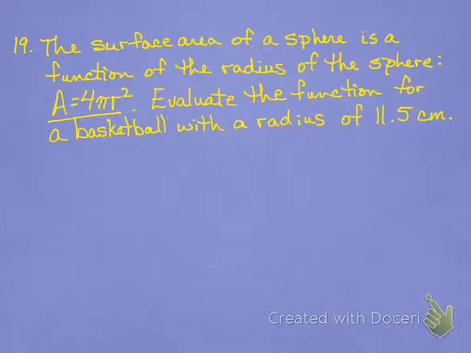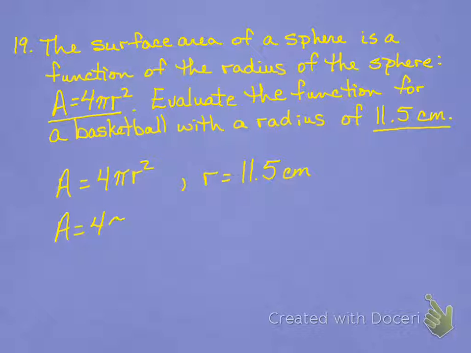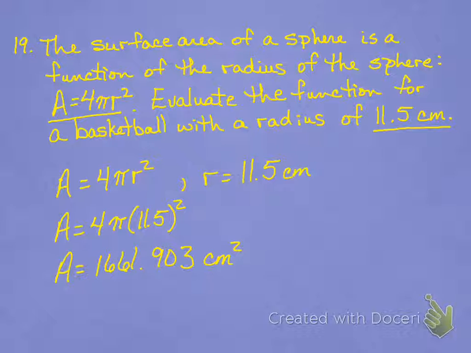So we have our function: area is equal to 4 pi r squared, and the radius is 11.5 centimeters. We're going to substitute that 11.5 for r. We plug that into our handy dandy calculator, and we come out with 1,661.903 centimeters squared. And that's all there is for that one.